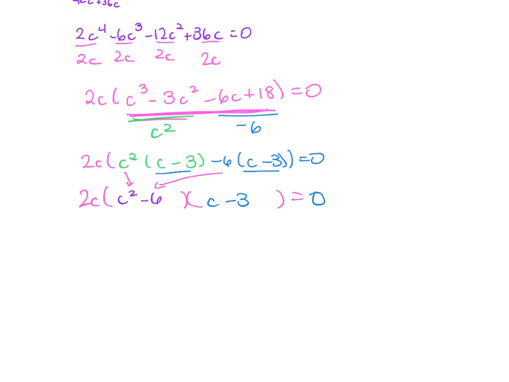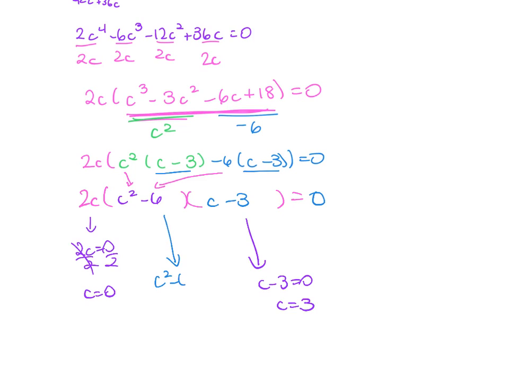So then we need to solve, and this one here, that's pretty fast. 2c equals 0, divide by 2, so c equals 0. This one is pretty fast too, so c minus 3 equals 0, so c equals 3. Now it's the one in the middle that we have to do a little bit more work. c squared minus 6 equals 0, so we add 6 to both sides. In this case, we get c squared equals 6, square root. And remember, when we take the square root, we get c equals plus or minus the square root of 6.